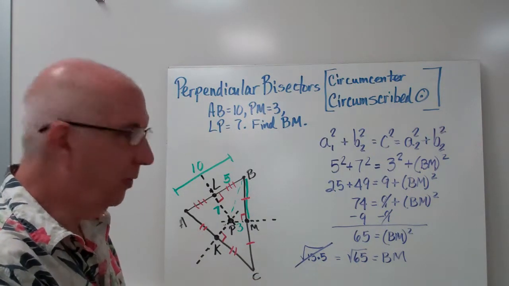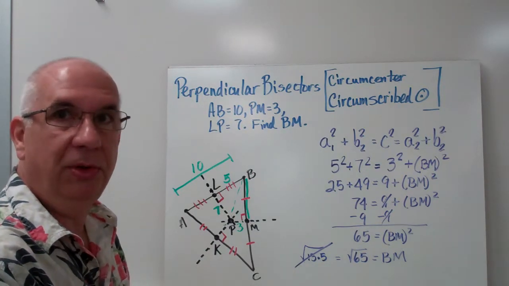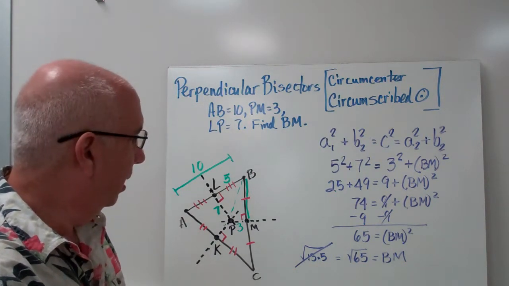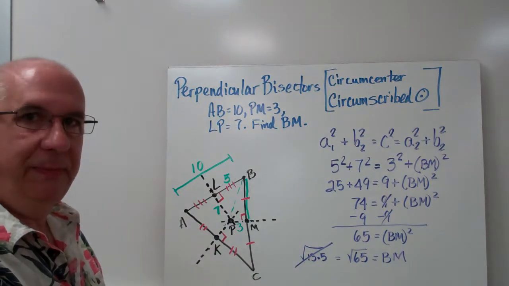I find the factors for that. That's 13 and 5. There are no perfect squares. There are no pairs of prime factors. So it cannot simplify anymore. This is my answer.